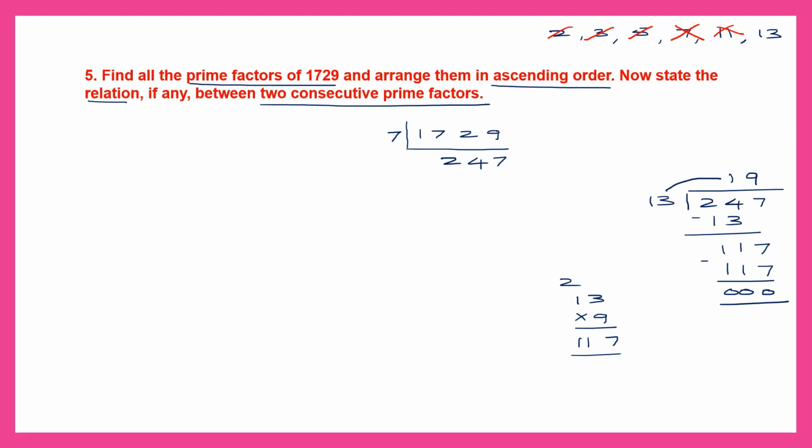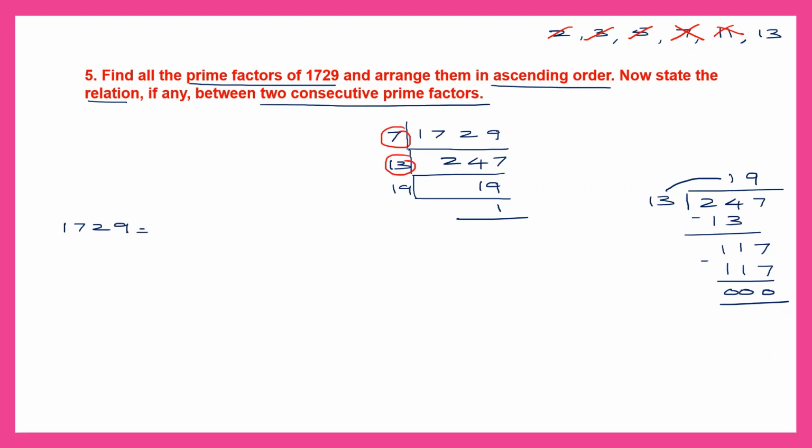13 into 19. So let's divide 247 by 13. 13 into 19 is 247. Now our number is 19 and 19 itself is a prime number. So it's divisible by 19. So 19 ones are 19. So we've got all our prime factors of 1729. So the prime factors of 1729 are 7, 13 and 19.